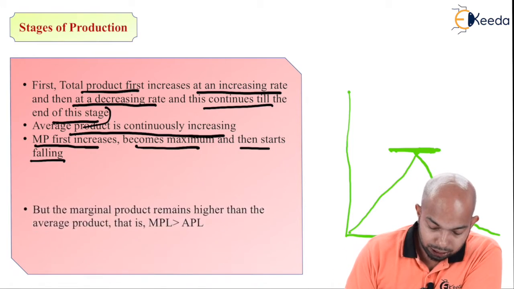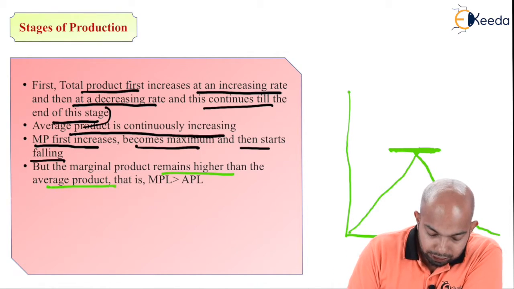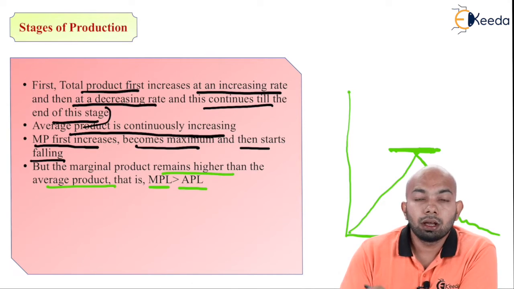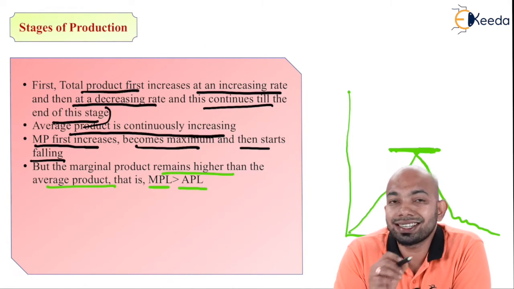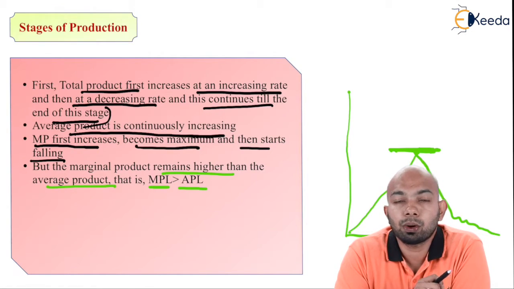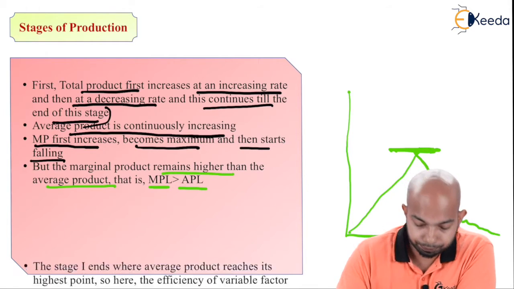Now, the next part states that the marginal product remains higher than the average product. That is, marginal productivity is greater than the average productivity. The marginal productivity of that specific product will always be greater than the average productivity of that specific product, because it is not a regular product here. This is something very enthusiastic that you look after, and hence the marginal productivity is on the higher side.